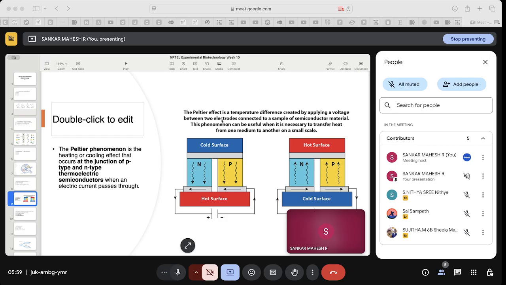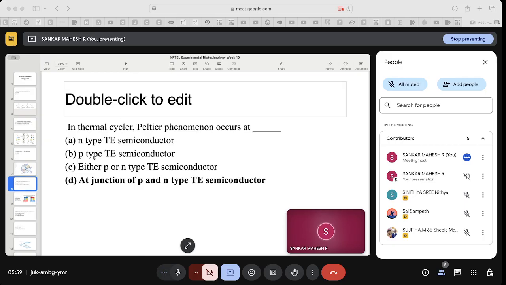So here, by applying voltage between two electrodes of the semiconductor, the temperature difference can be achieved. This way, we'll be able to transfer heat from one medium to another. For this, we need this junction of p-type and n-type semiconductor. Although you need not specifically know the details of the working of the thermal cycler, we need to know at least where we use it. So good. You guys are aware of it. Good.